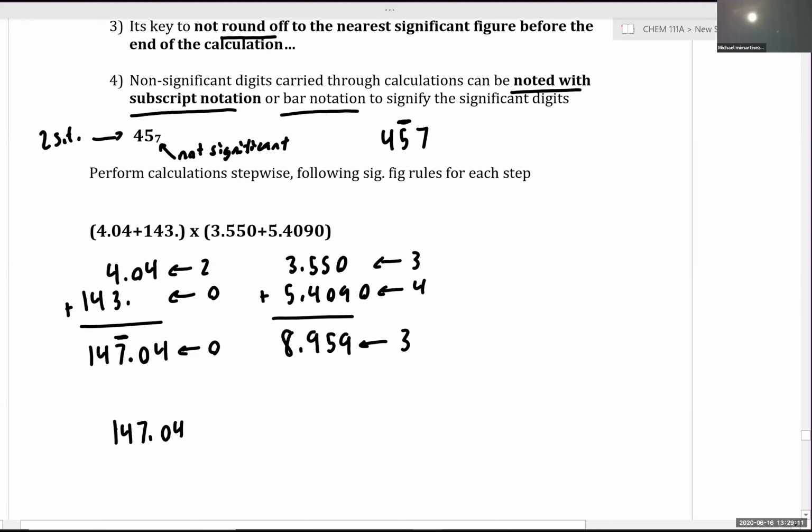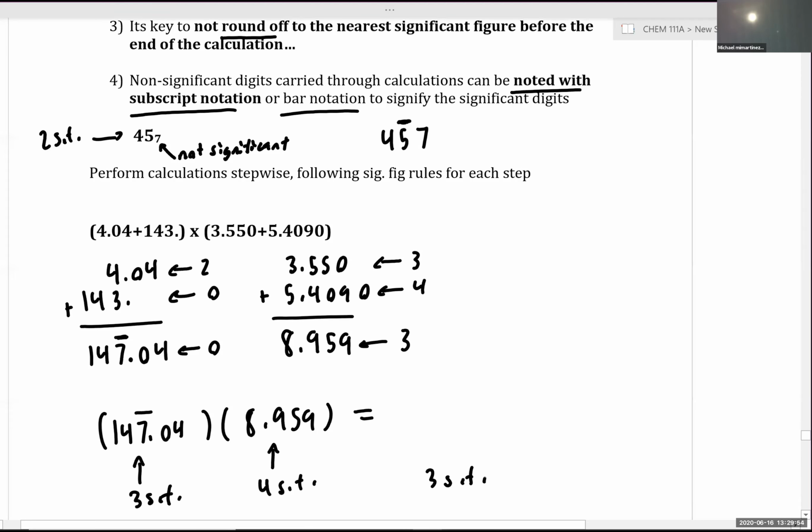And this is where you need to be really careful. So we have 147.04 times 8.959. And my question to all of you is, how many sig figs does this 147.04 have as written? As written with bar notation. How many sig figs am I actually representing here? 3, exactly right. This number only has 3 sig figs as represented here. 8.959 has 4 sig figs. So then our final output answer needs to have 3 sig figs.